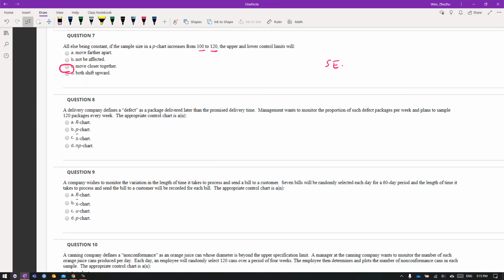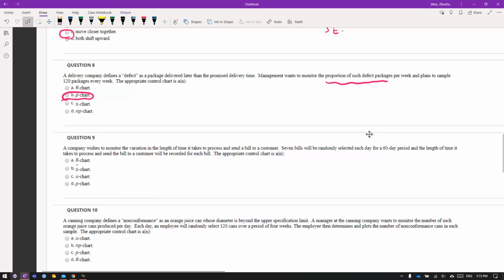Number 8, a delivery company defines a defect as a package delivered later than the promised delivery time. Management wants to monitor the proportion of such defective packages per week and plans to sample 120 packages every week. The appropriate chart here, let's take a look. It's, needless to say, a P chart, proportion, right?